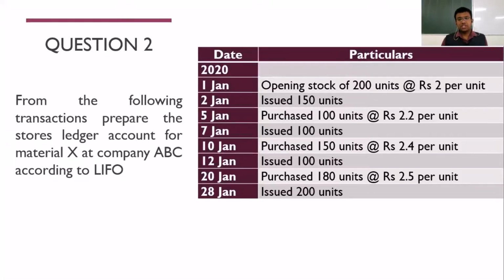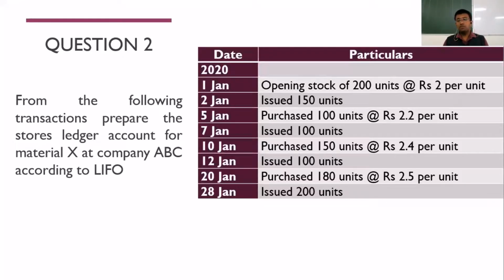In today's session, we will be discussing the preparation of the stores ledger account. We have been given the details of the transactions for material X for company ABC, and we are required to prepare the stores ledger account according to LIFO. Now, remember the rationale for preparing the stores ledger account according to LIFO.